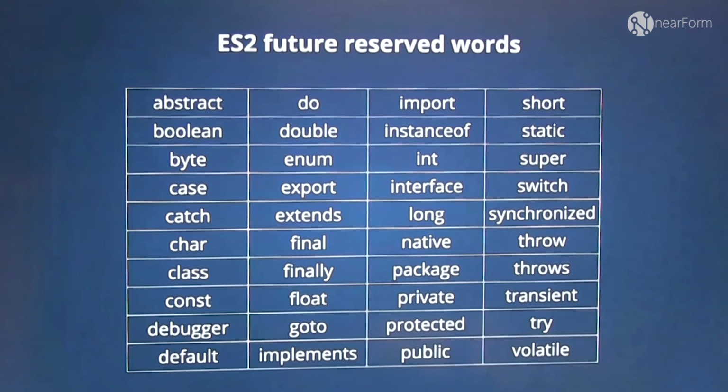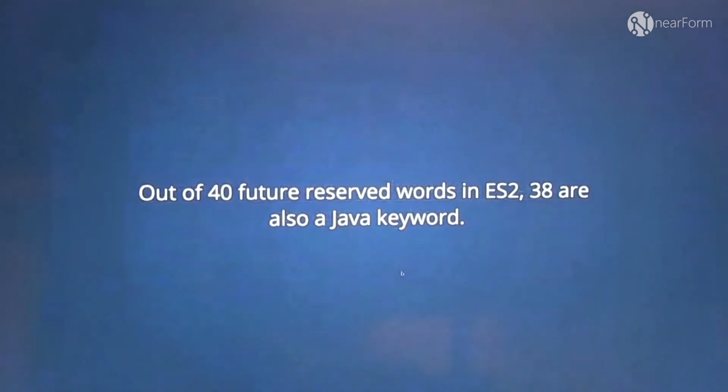And if you recognize most of these reserved words, it's because from 40 of them, 38 are also Java keywords. So this gives you an idea of what they were trying to do, not only with the language and the implementation of the language, but with the specification. They were trying to make it, at that moment, like Java.